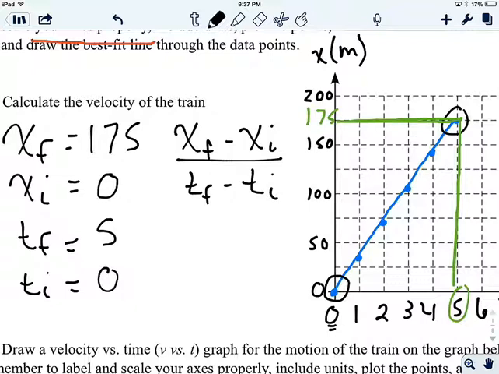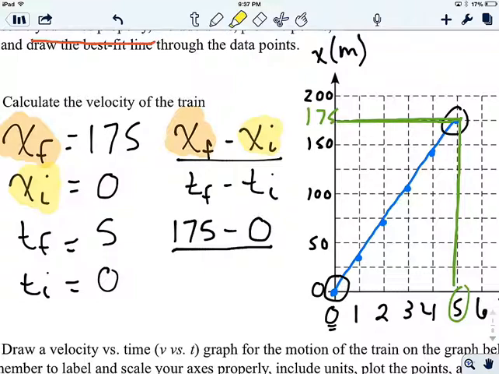Okay. Now, XF. Well, I look over here and I see that XF is 175. So I'm going to take 175 and I'm going to put it in the place of where XF was at. Now, XI, I will go over here and I see, hey, look, XI is 0. So I'm going to plug in a 0 in place of XI. All right, let's use a different color. I need TF. All right, well, look, there's TF right there. It's 5.